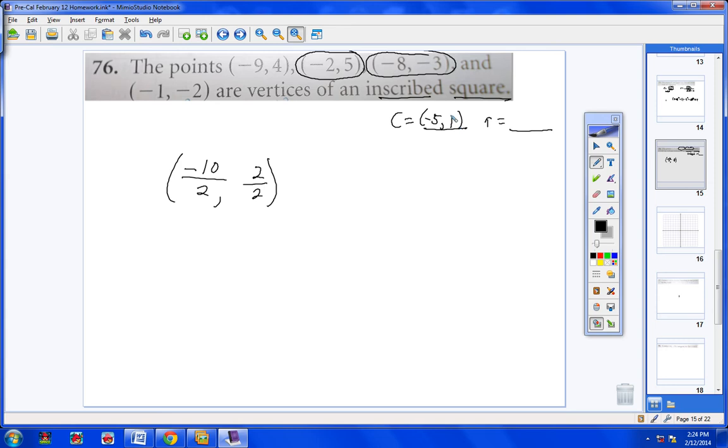-5, comma 1. Now, let's go ahead and find the radius. What I'm going to do is find the distance between these 2 points right here that are circled. When I find that distance, that'll be the whole diameter. And then I'll cut that in half, and that'll be the radius.